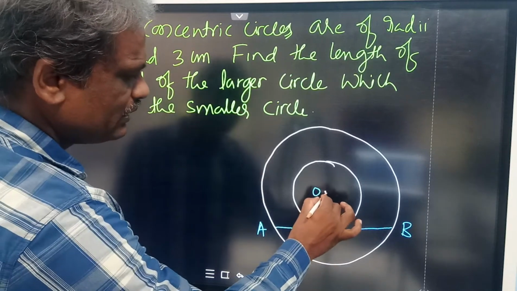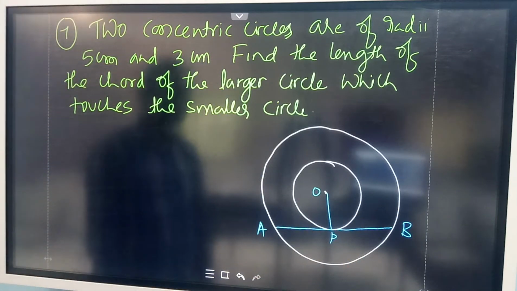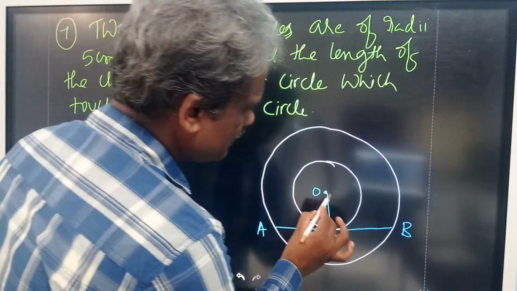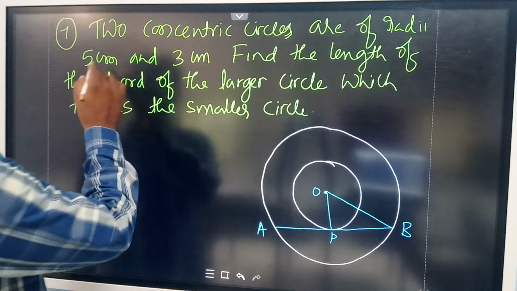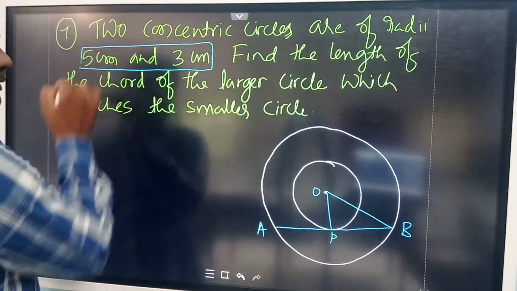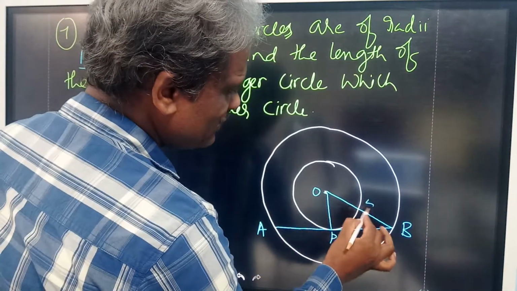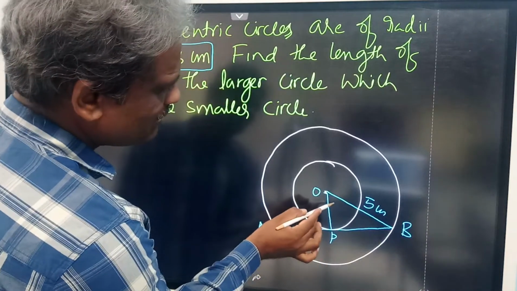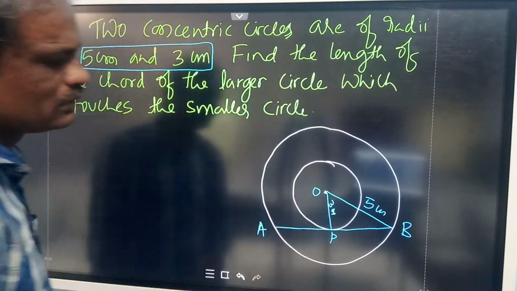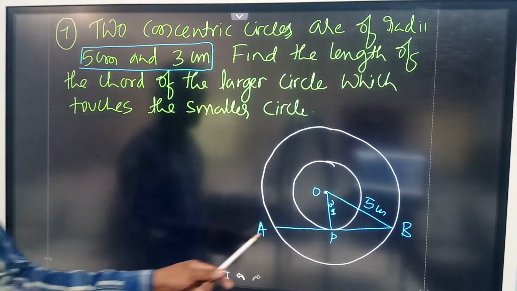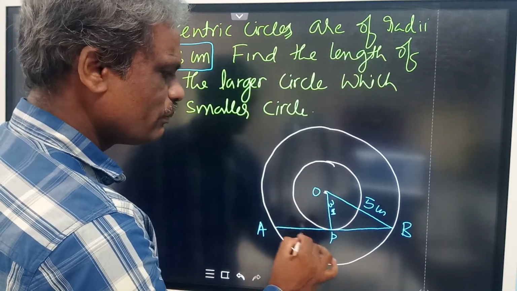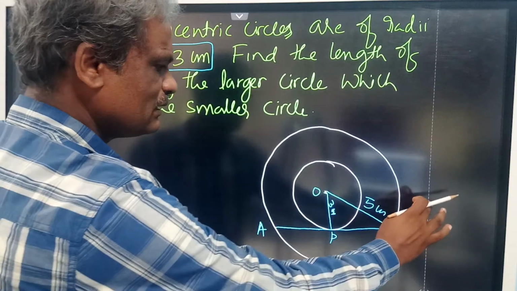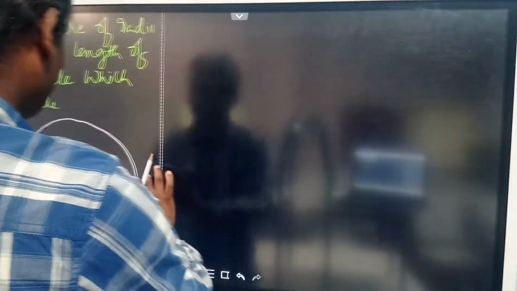Then you can join this one. OP is the radius of the smaller circle, and if you join OB, it is the radius of the larger circle. They have given radii 5 centimeter and 3 centimeter. The radius of the larger circle is 5 centimeter, and the radius of the smaller circle is 3 centimeter. We need to find out the length of the chord. You know that this is the radius through the point of contact. AB is a tangent. Therefore angle OPB is 90 degree.